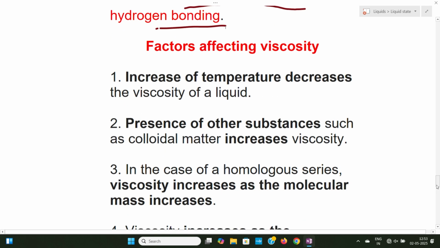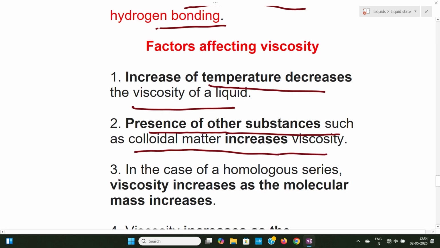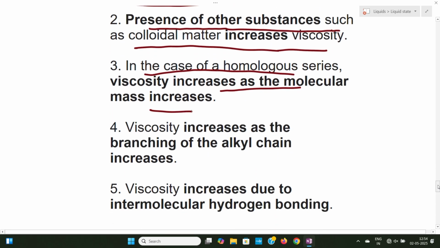I repeat once again. First point: an increase of temperature decreases the viscosity of a liquid. Second point: the presence of other substances such as colloidal matter increases viscosity. Third point: in the case of a homologous series, viscosity increases as the molecular mass increases. Fourth point: viscosity increases as the branching of the alkyl chain increases. Fifth point: viscosity increases due to intermolecular hydrogen bonding. These are the factors which affect the viscosity.